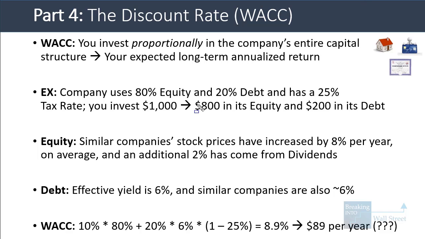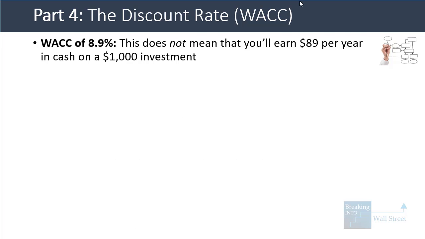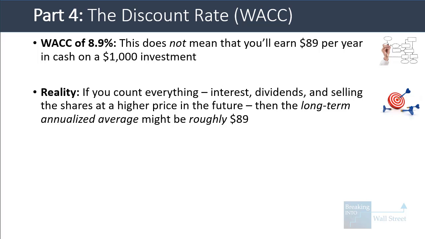Which means that if we invest $1,000 in the company, then theoretically we should earn about $89 per year on average from this investment. This does not mean that you'll earn a literal $89 per year in cash on a $1,000 investment. It means that if you count everything, interest, dividends, selling the shares at a higher price in the future, then the long-term annualized average might be around $89 if you look at this over the long term, 10, 15, 20 years, something like that.